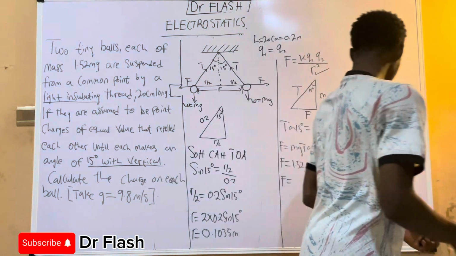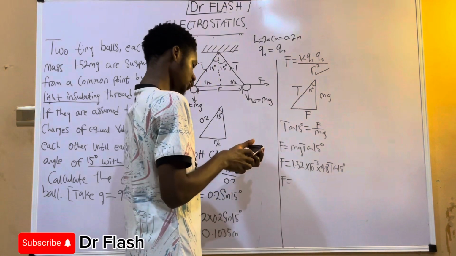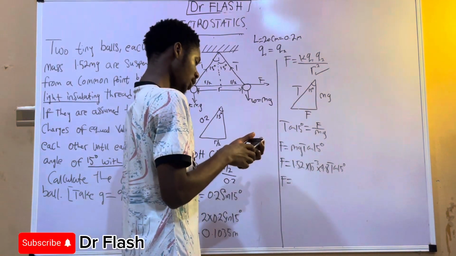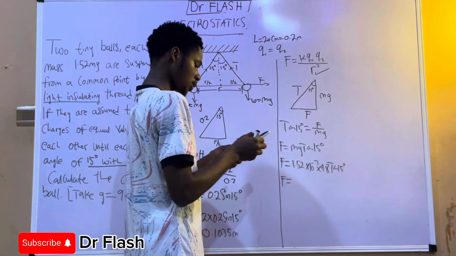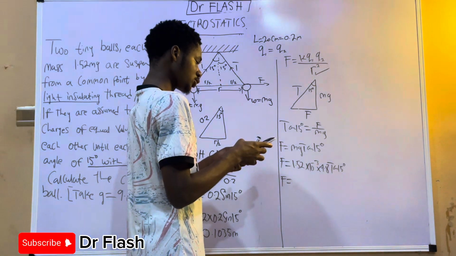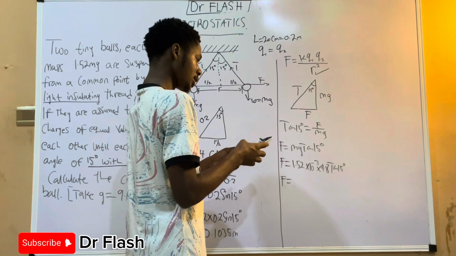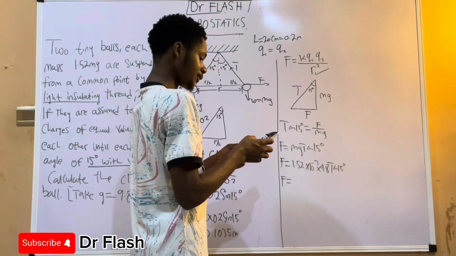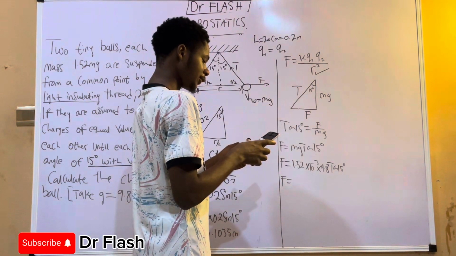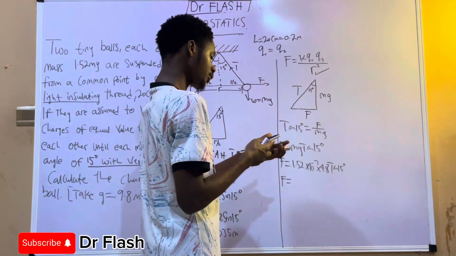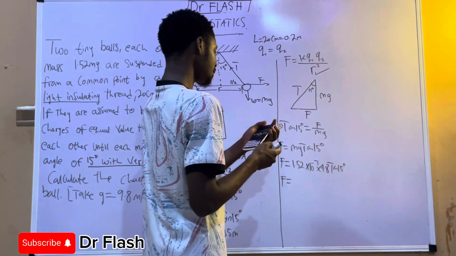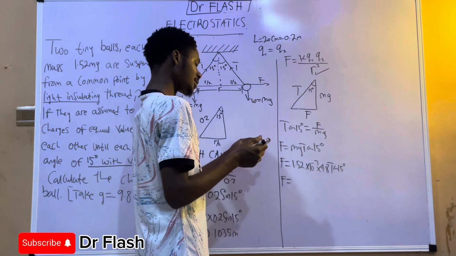Now what will be the value of F? I'm simply going to make use of the calculator. 1.52 times 10 to the power of minus 3, times 9.8 tan 15 degrees. Now it's going to give us a value of 3.991 times 10 to the power of minus 3.